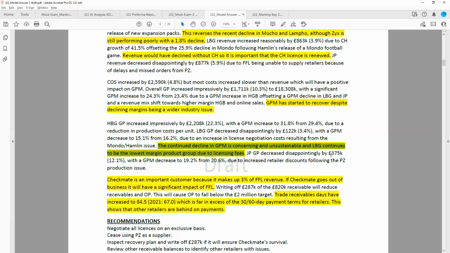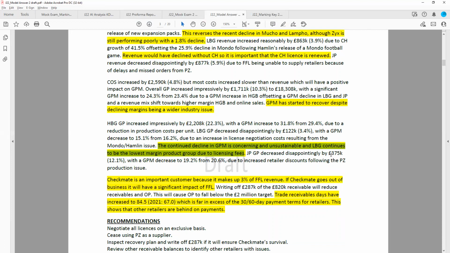It's concerning, it's unsustainable, and it continues to be the lowest margin product group. So the directors need to be aware of this, so there's something they could do about it. And then I've also added in a few additional points on the checkmate issue as well.